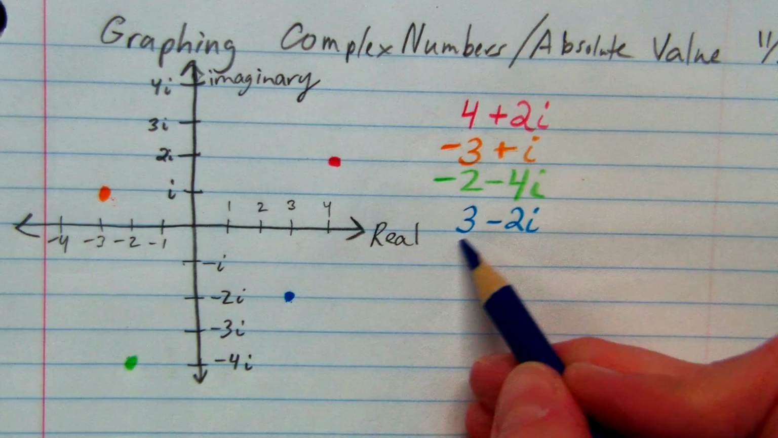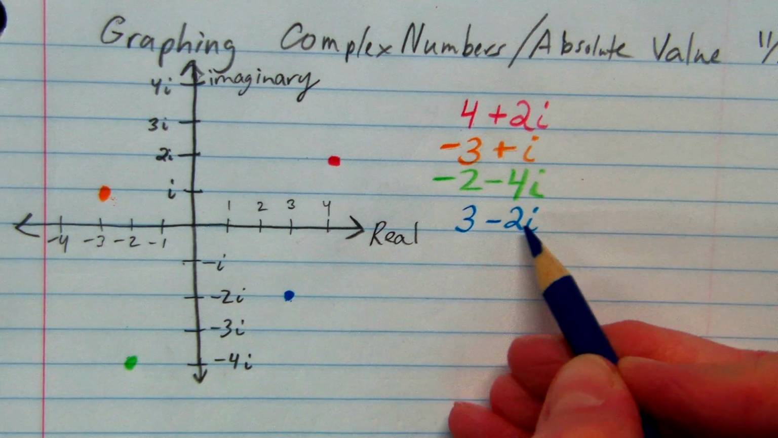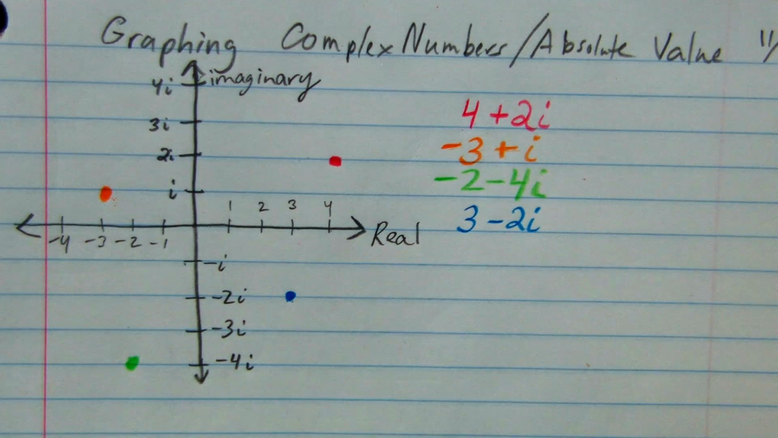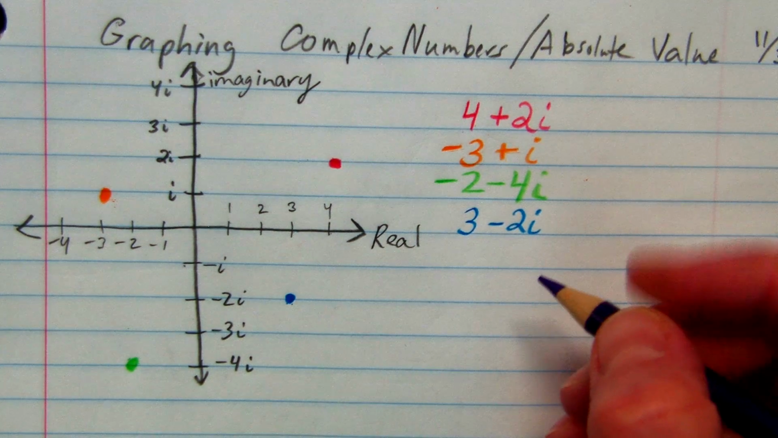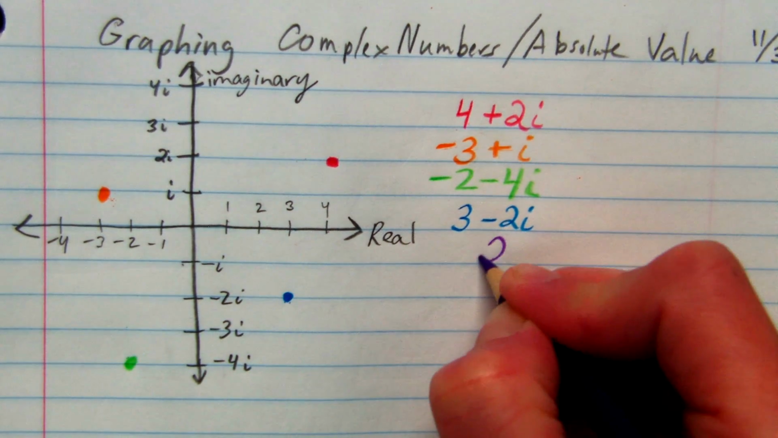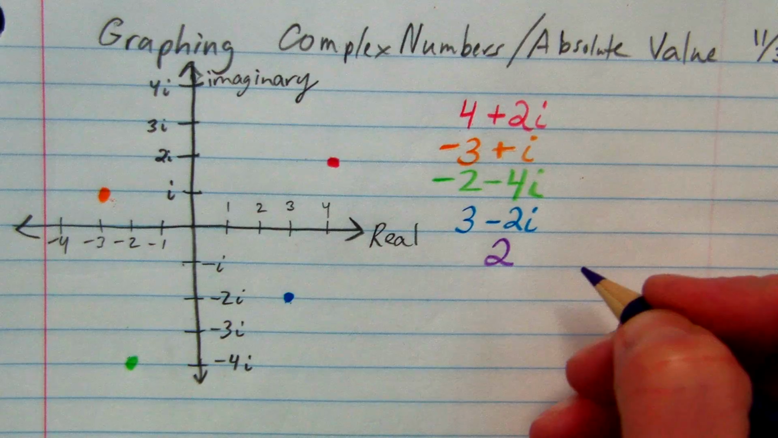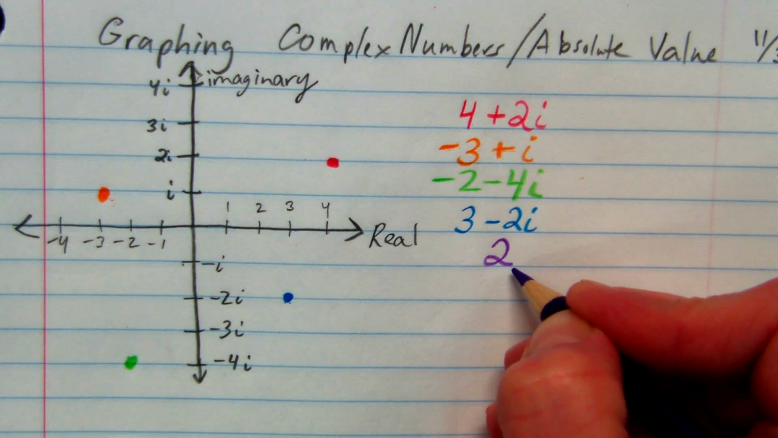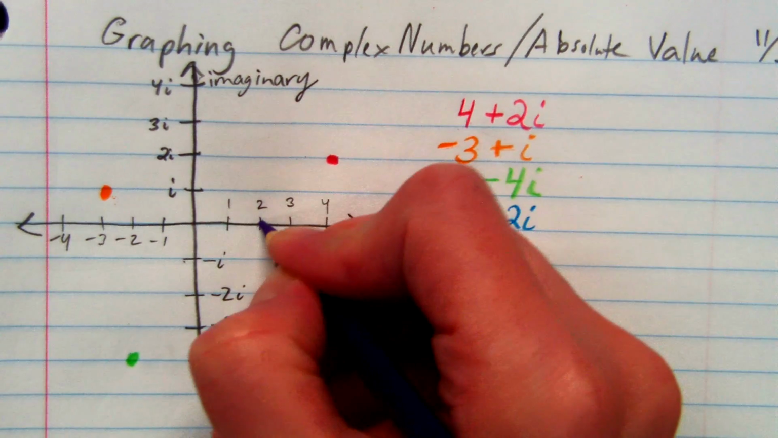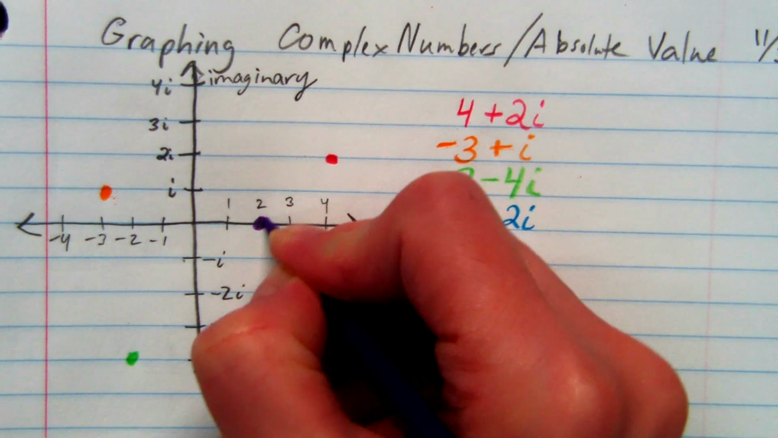Really, you could think of the first number as being x and the second part as being y and graph them like normal coordinates. The ones that usually trip people up the most are the ones that are on the axes. So I'll go through that briefly. If you just have one real number, like 2, I'm doing this in purple, you would just go to the real axis and it would be right on the real axis at 2.